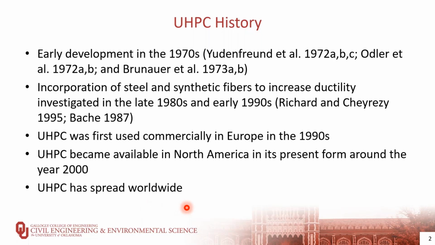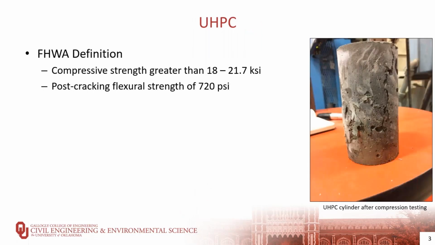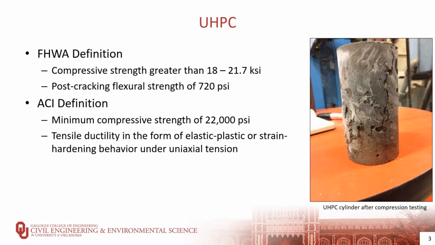So as we begin talking about UHPC, we want to talk about what we mean when we say UHPC. There are a lot of definitions out there. Being that we are the Accelerated Bridge Construction University Transportation Center, we often rely heavily on the FHWA definition, which includes a compressive strength greater than 18 KSI. Previously, that was 21.7 KSI. So a high compressive strength, and then a post-cracking flexural strength of at least 720 PSI. So having a high tension strength as well.